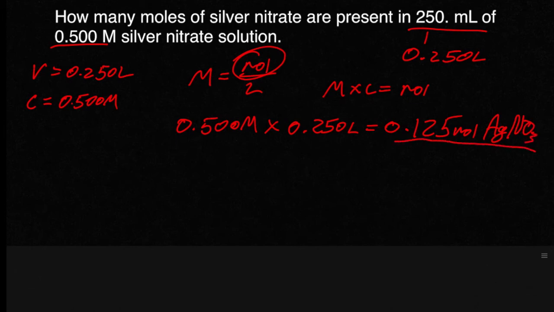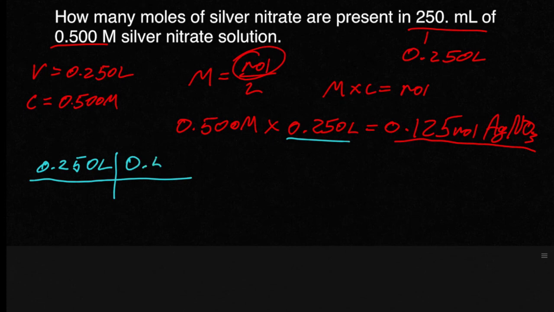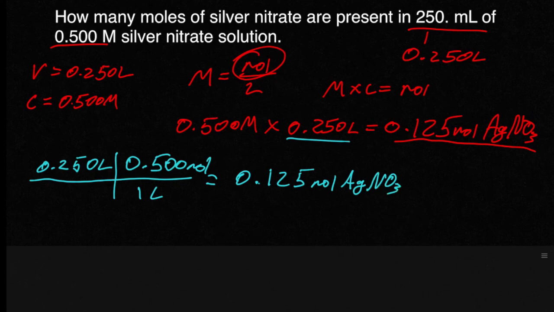Now, again, we can look at this like a dimensional analysis. Let's take a look at how that would look. Again, the solution will be the same, but it's just going to look a little different. We're starting here with 0.250 liters. That's an amount. And we're going to use molarity as a conversion factor. We have 0.500 molar, which is 0.500 moles per 1 liter of solution. So if we set it up like this, we find, again, that we have 0.125 moles of silver nitrate, AgNO3.